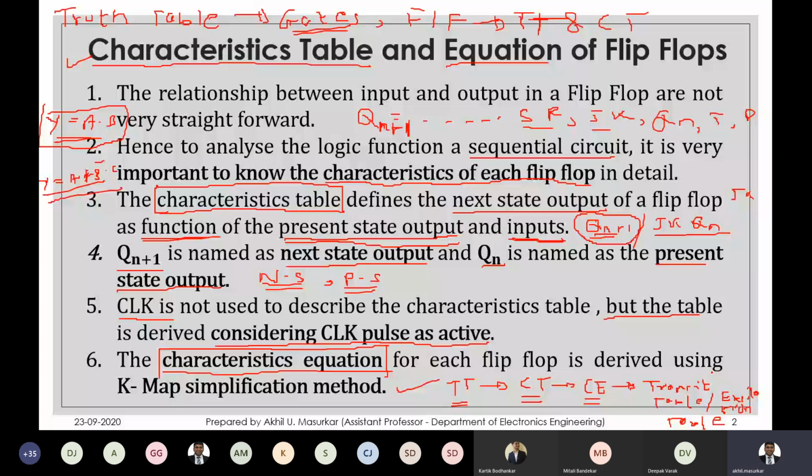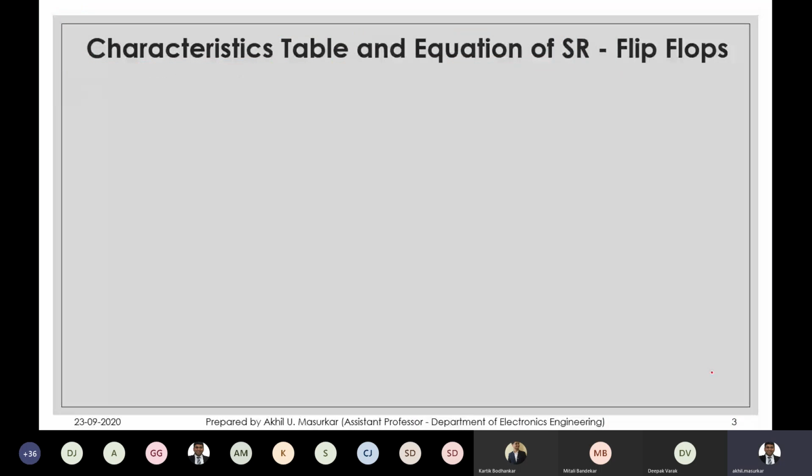Let's go ahead with the characteristic table and equations of different flip-flops. For us, different means SR, JK, T, and D. Only four flip-flops: SR, JK, T, and D flip-flop. So let's do that. First is the characteristic table and equation of the SR flip-flop.